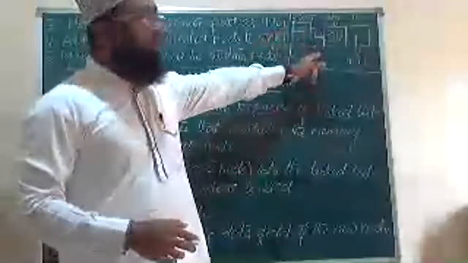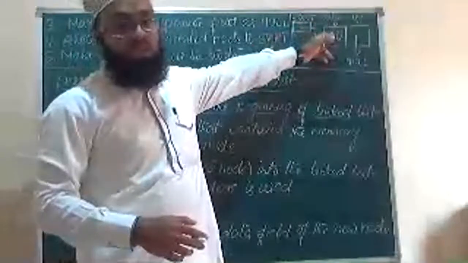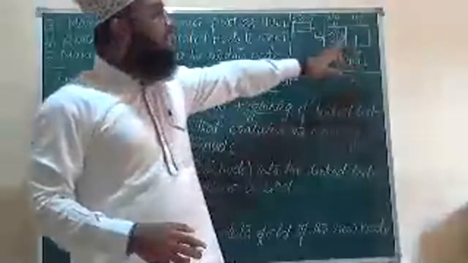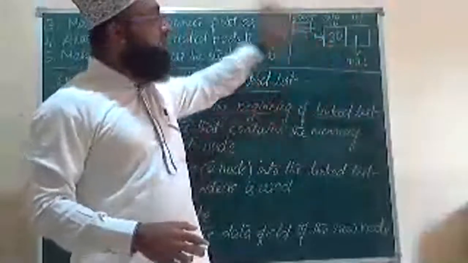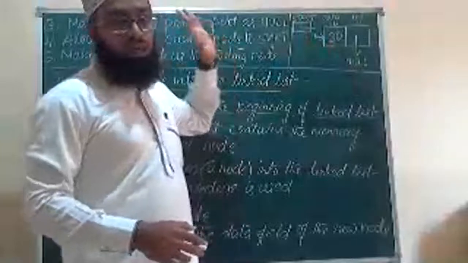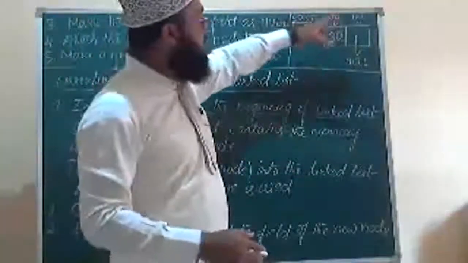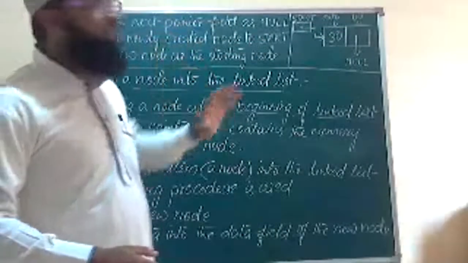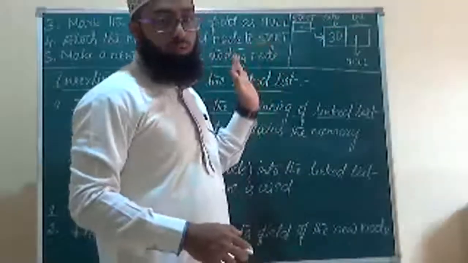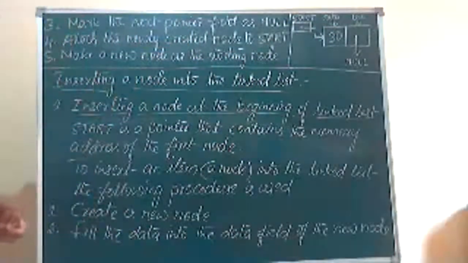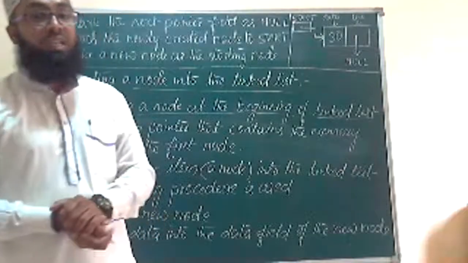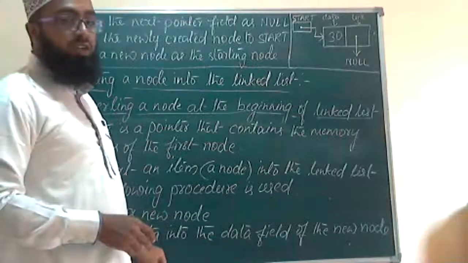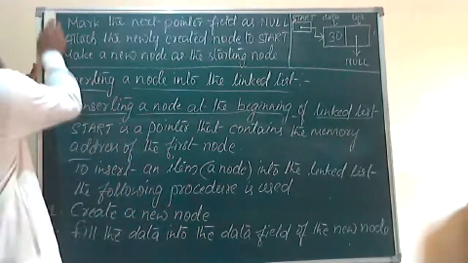First, we have to create a new node, then fill the data field of the node with data. Next, mark its link field as null, then attach or connect that node to the start pointer. And finally, by following all these steps, this new node has become the starting node. So like this, we can insert a node at the beginning of the linked list. Now we shall see the second point: insert a node at a given position.